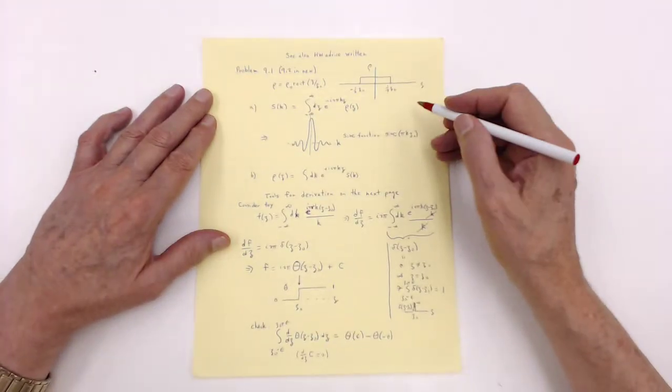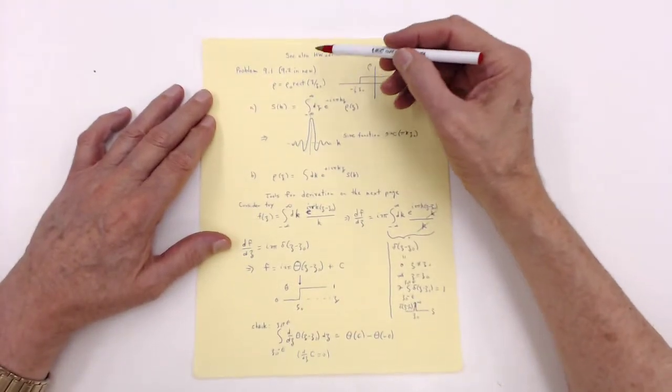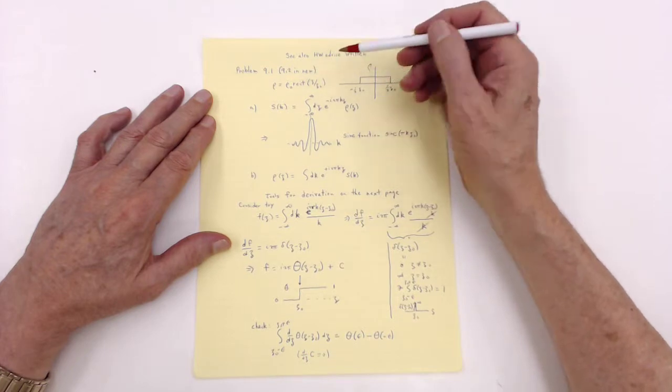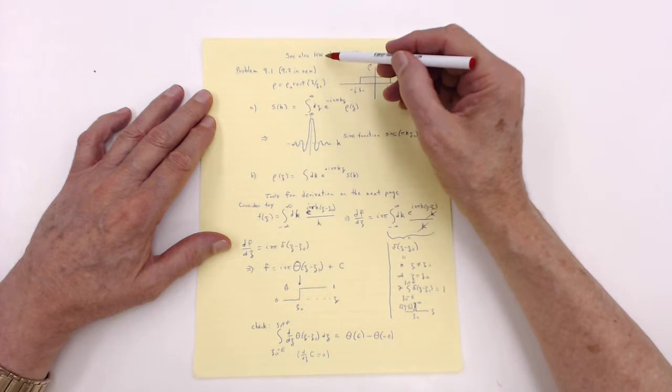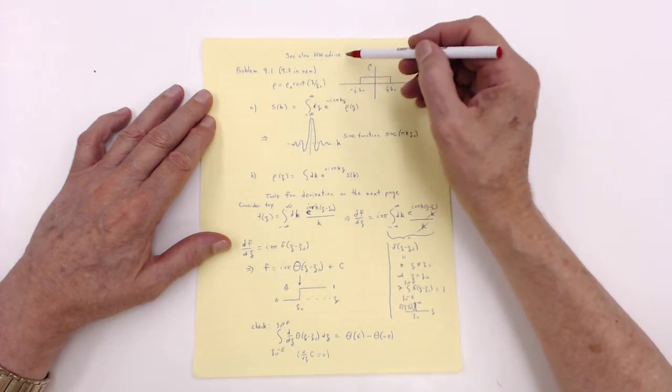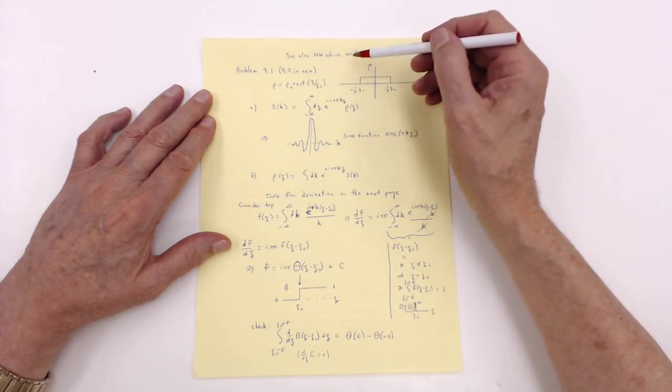Here's video help for problem 9.1. It's 9.2 in the new edition. In all of this, I'll assume that you'll pay attention to the homework advice that's written to us, so I won't repeat things said there.